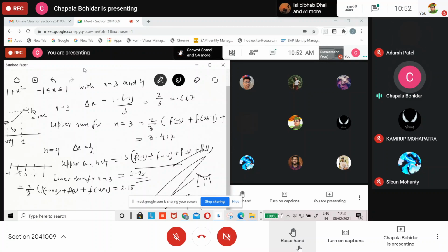Okay. Then for n is equal to 4, lower sum. N is equal to 4. What do you write down? That is 0.5 into... 0.5 into what do you write down? On this rectangle, where our functional value is minimum, f of minus 0.5. Yes, very good.